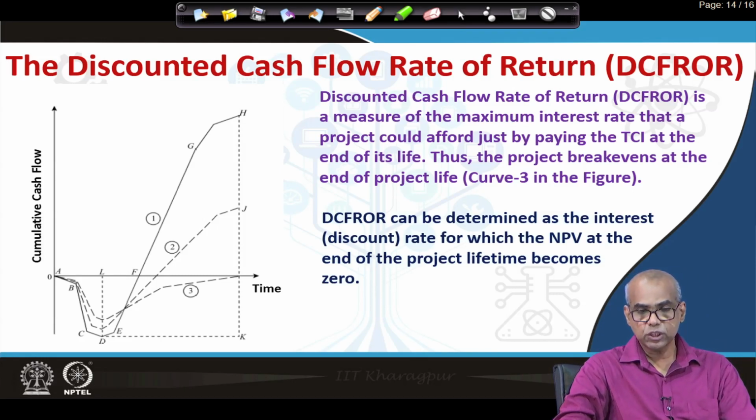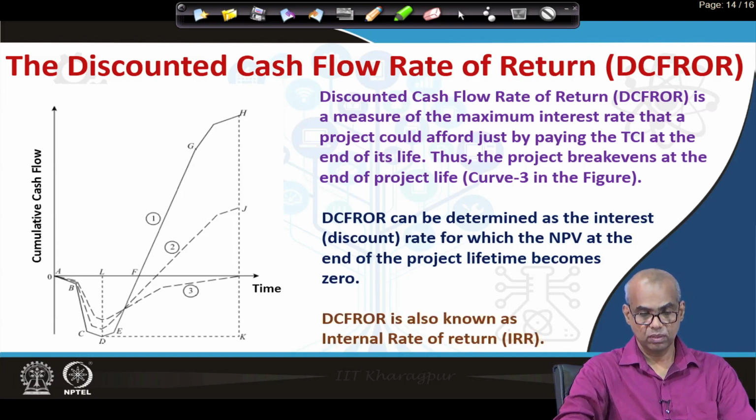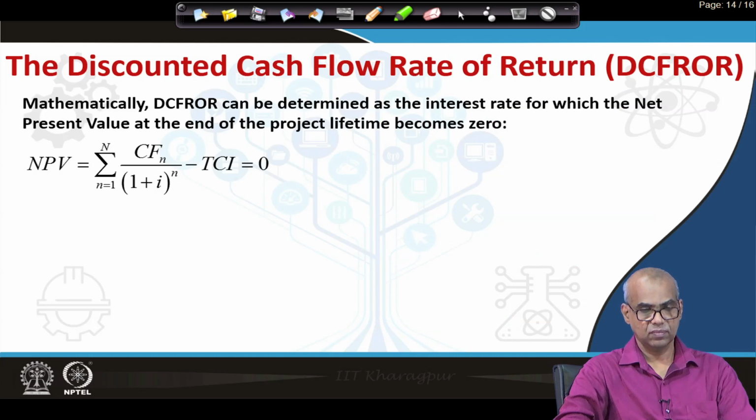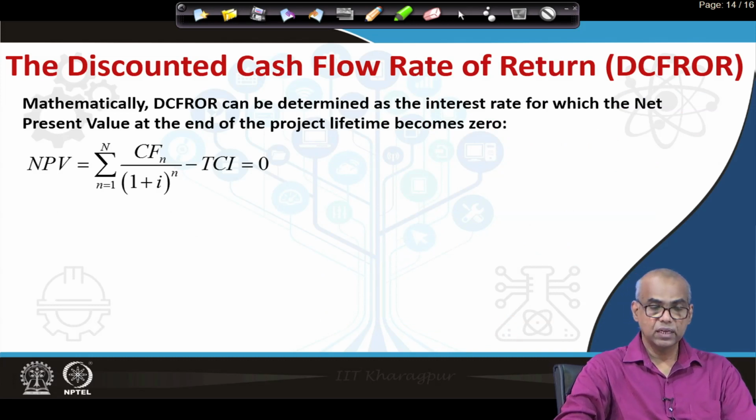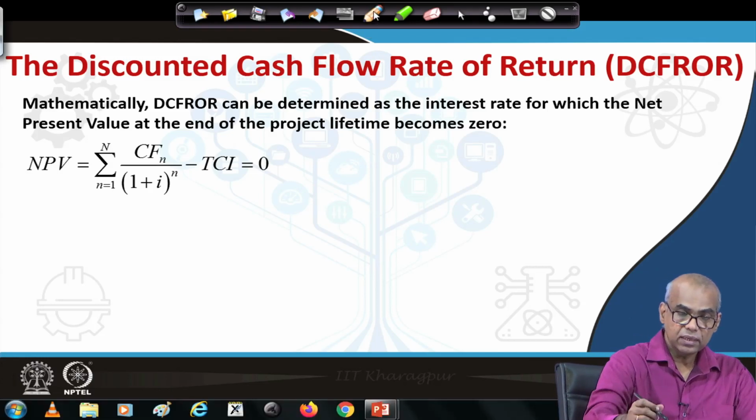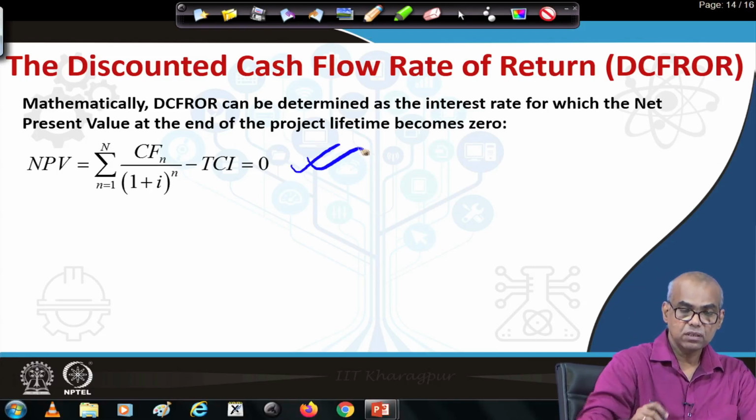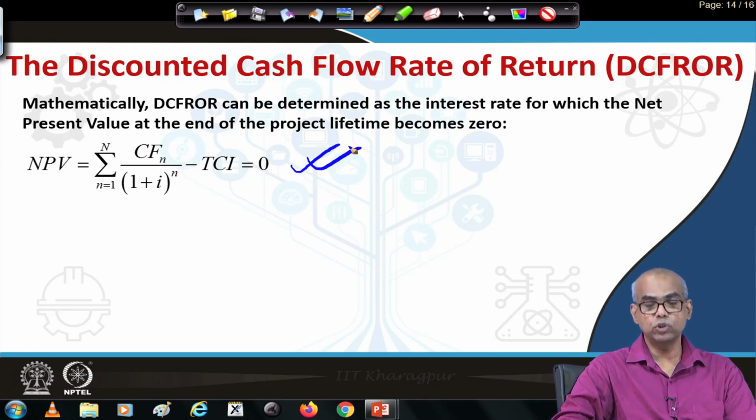So, the discounted cash flow rate of return can be determined as the interest rate for which the NPV at the end of the project lifetime becomes 0. The discounted cash flow rate of return is also known as internal rate of return. Mathematically, it can be determined by setting the expression for NPV equal to 0.